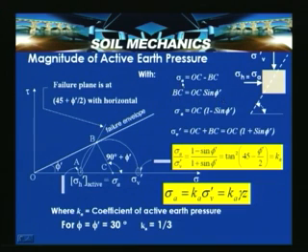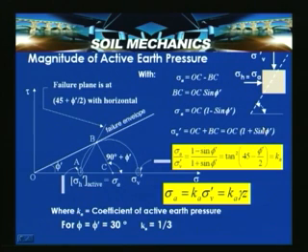Now substituting BC is equal to OC sin phi dash, sigma A is equal to OC into 1 minus sin phi dash. Similarly, sigma V dash is nothing but OC plus BC. Now, BC is equal to OC sin phi dash, so sigma V dash is equal to OC plus OC sin phi dash, which can be written as OC into 1 plus sin phi dash.